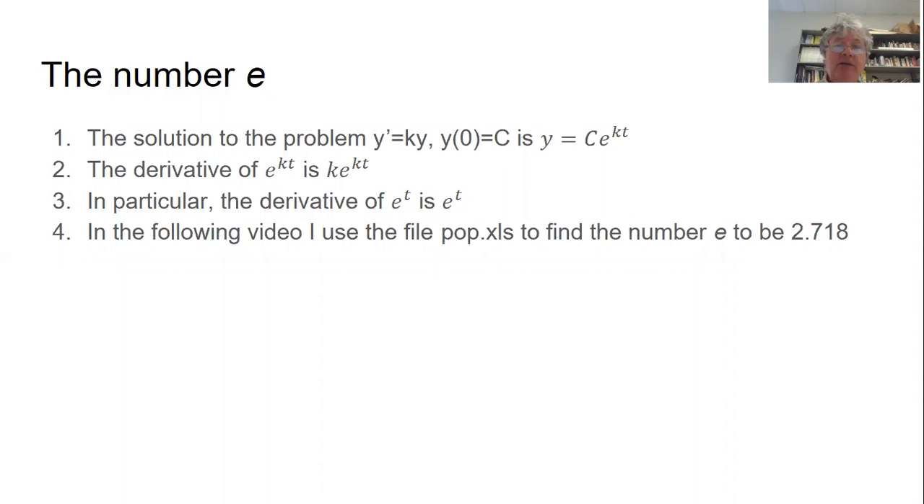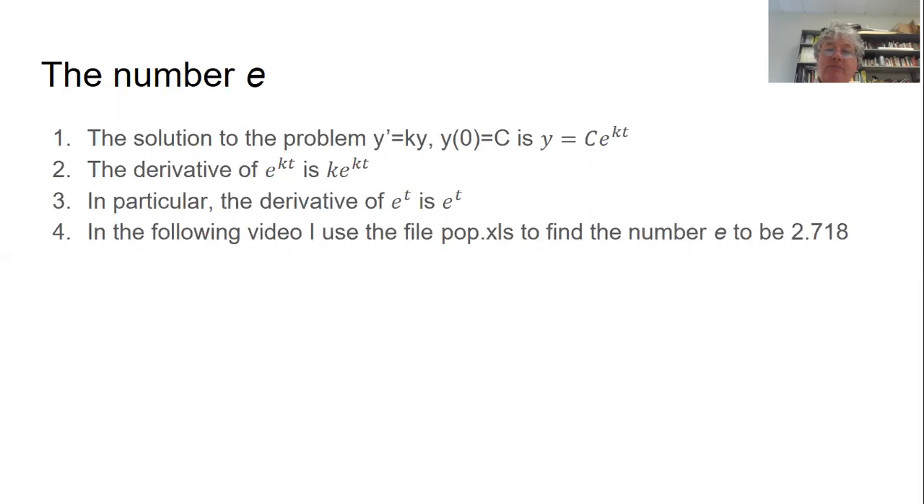It's very simple, right? Because given the problem y prime equals ky, y of 0 equals c, then the solution is just y equals c times e to the kt. Because when t is 0, y is going to be c. When we take the derivative by the chain rule, we just have to multiply by k. So this means the derivative of e to the kt is k times e to the kt. And in particular, the derivative of e to the t is e to the t.